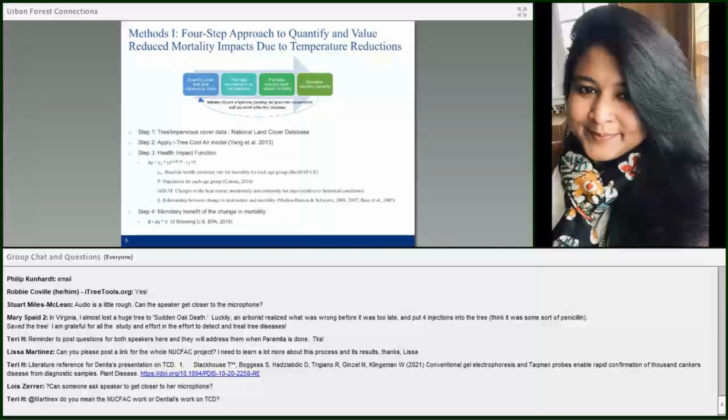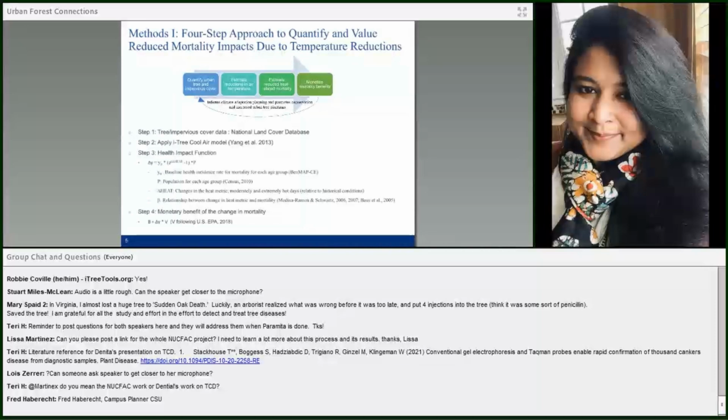So step 3 is really to apply what is called a health impact function, and essentially what it does is it translates the changes in temperature into changes in mortality using health information of different kinds. So one is, what are the baseline mortality rates across different age groups, what's the population in each age group, and then the change in heat really comes from the i-Tree Cool Air model, and then we apply relationships between heat metrics and mortality from the epidemiological literature, and we particularly use a couple of studies that are referenced there. And then the next step really is translating the changes in mortality into monetary benefits. So what are the dollar values associated with these changes in mortality?